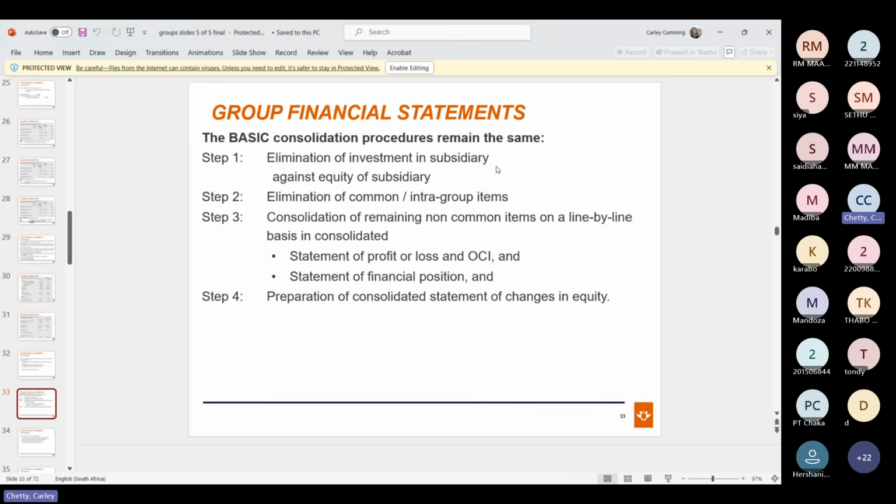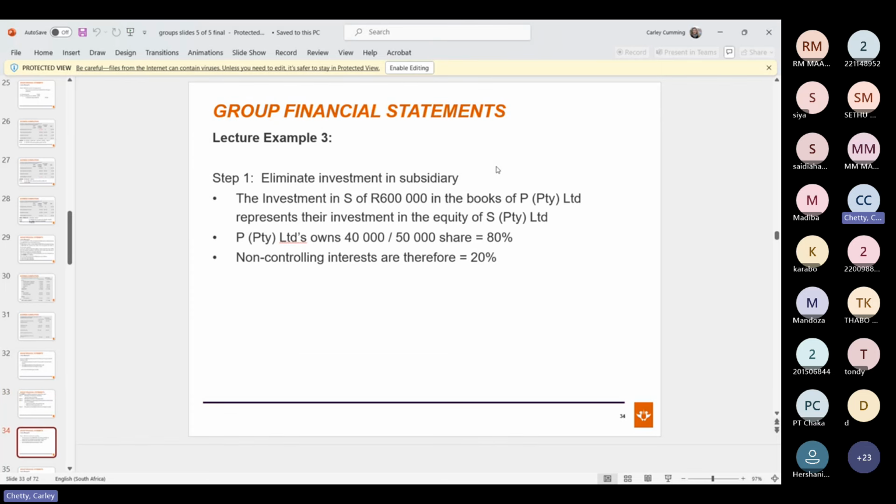So step one, the consolidation procedures remain the same. We are going to eliminate the investment in the subsidiary against the equity of the subsidiary. Step two, we are going to eliminate the common or intragroup items. Step three, the consolidation. We need to consolidate the remaining non-common items on a line-by-line basis in the consolidated statement of profit or loss and other comprehensive income, and the statements of financial position. And then we need to prepare the consolidated statement of changes in equity.